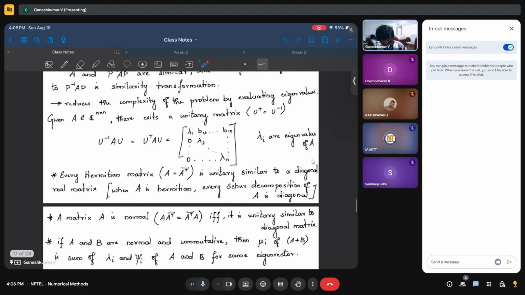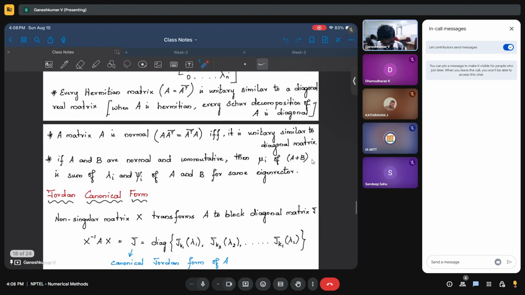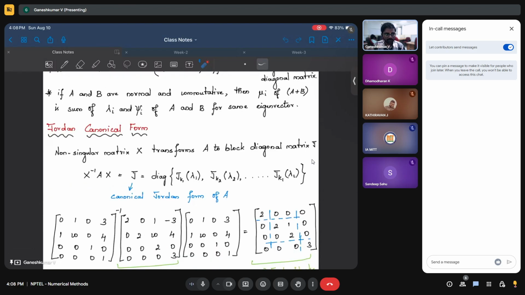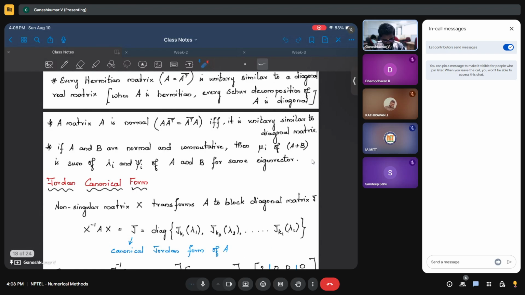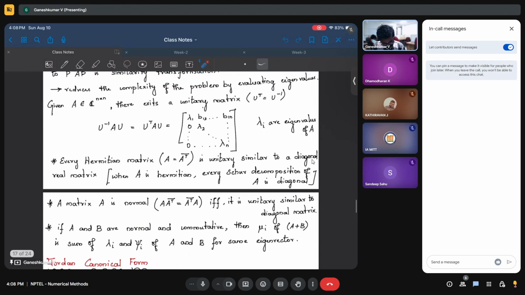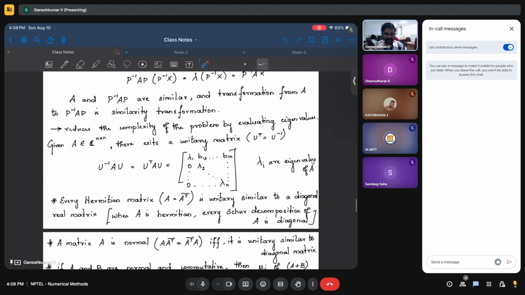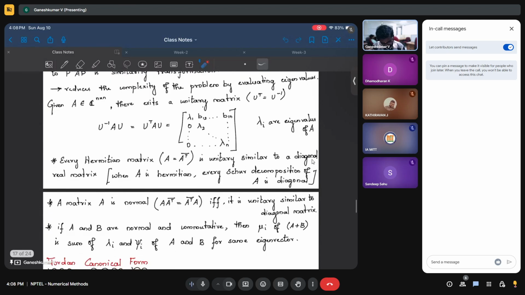Of course, we saw how this is useful, let's say, in the Jacobi method. That is also a similarity transformation, so in the Jacobi method we preserve the eigenvalues and eigenvectors while doing this transformation. Similarity in the sense that the eigenvalues do not change. Now this reduces the complexity of evaluating the eigenvalues, all this we all know.